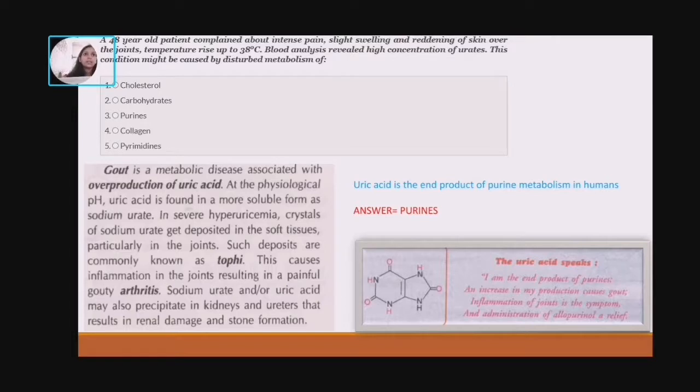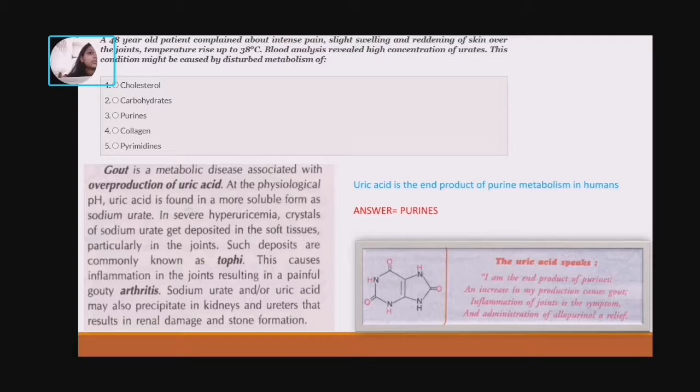But what actually leads to this? We have to know one point, that uric acid is the end product of purine metabolism. Whenever metabolism of purines occurs, uric acid is the ultimate product. So if there is any disorder in purine metabolism, there is a chance that uric acid can increase. This is the reason why there is more production of uric acid resulting in gout. So we can answer it is due to a disturbed metabolism of purines.